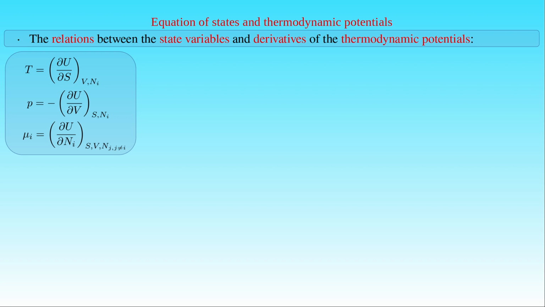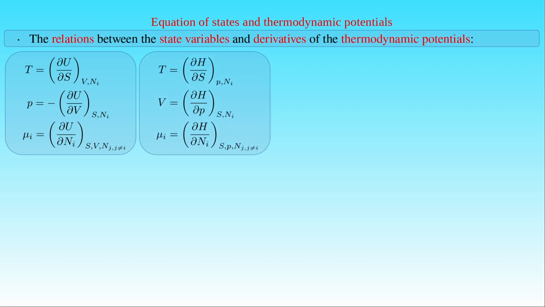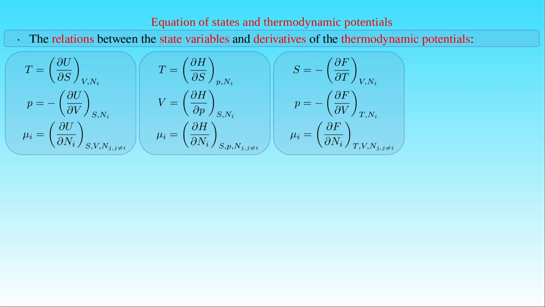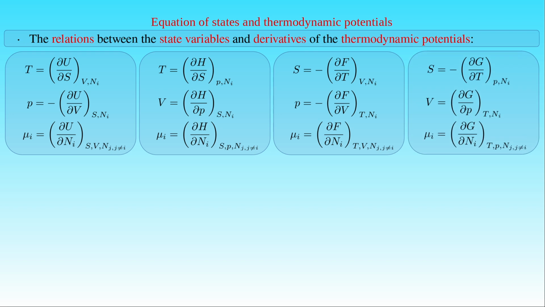energy U. The second group was derived from the second fundamental equation describing the differential of the enthalpy, where the temperature T, the volume V, and the chemical potential μI are expressed as the partial derivatives of the enthalpy H. The third group was derived from the third fundamental equation describing the differential of the free energy, where the entropy S, the pressure P, and the chemical potential μI are expressed as the partial derivatives of the free energy F. The last group was derived from the last fundamental equation describing the differential of the free enthalpy, where the entropy S, the volume V, and the chemical potential μI are expressed as the partial derivatives of the free enthalpy G.